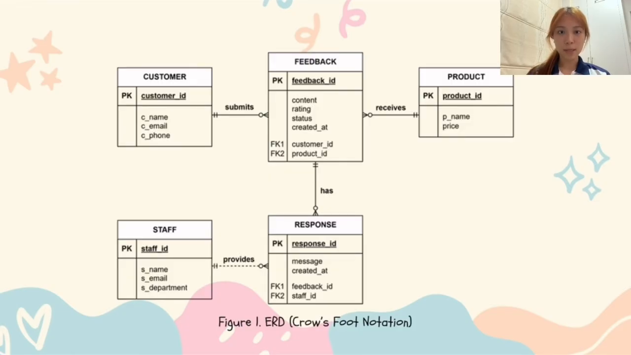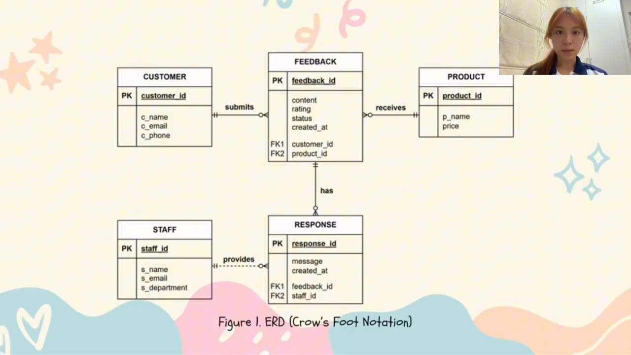This many-to-many relationship is modeled using a composite entity, feedback. Each feedback record ties one specific customer to one specific product. Feedback then initiates the conversation handled by staff. Each feedback can have multiple responses, such as a thank you, a follow-up, and a resolution. Every response is linked to one feedback and created by one staff member, ensuring clear accountability and a complete audit trail from customer comment to team action.